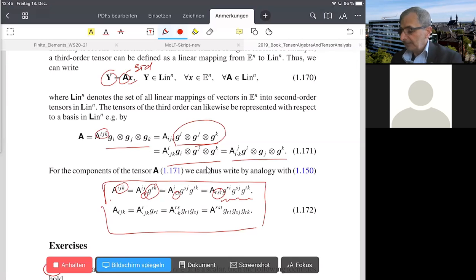And here the same, but we move the indices down. Here one index, two indices, or even three indices.